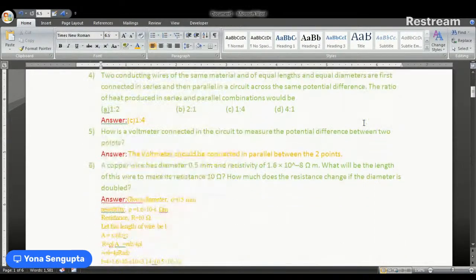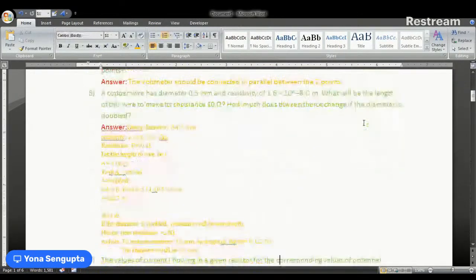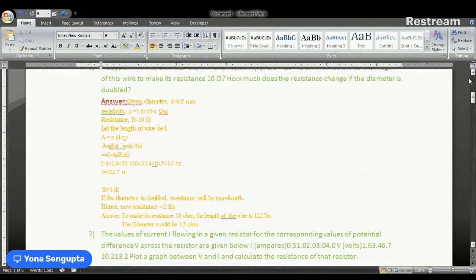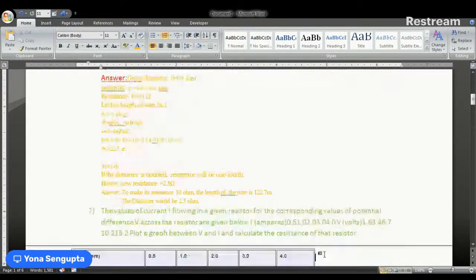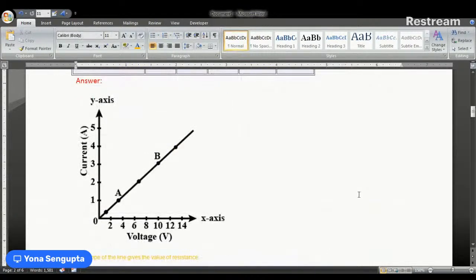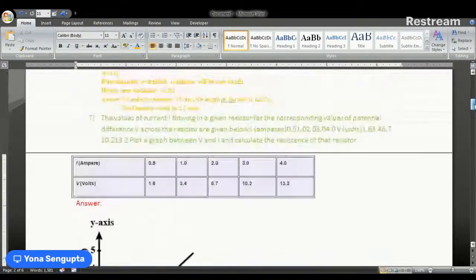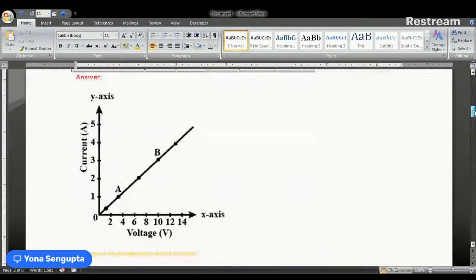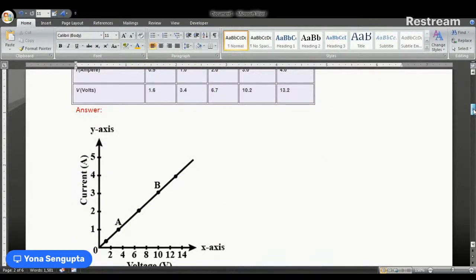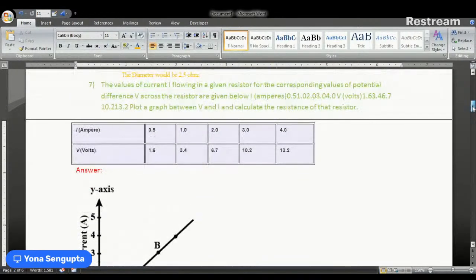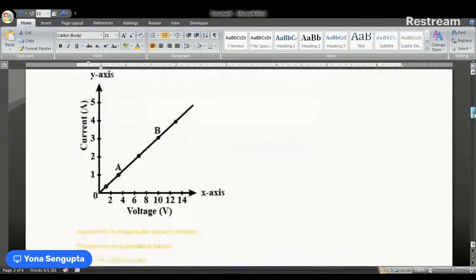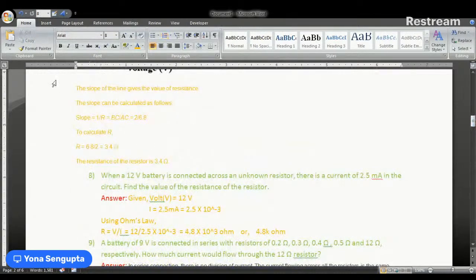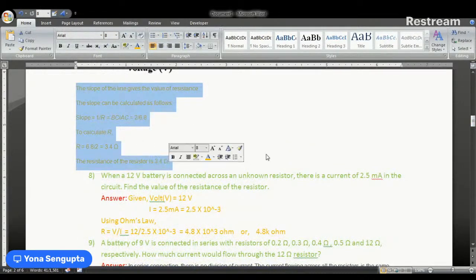Then we have the question and answers 5. Then here is 6. Next is number 7. In number 7, these are the values to plot the graph. They have said the question, and then they have said to calculate the resistance of the resistor. So this is the answer.